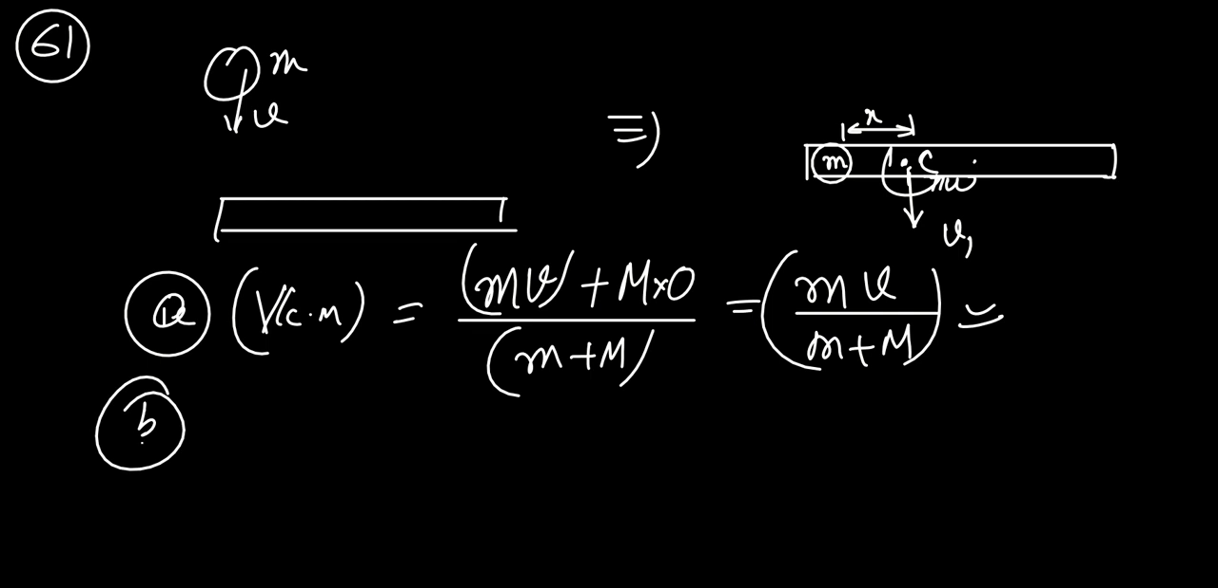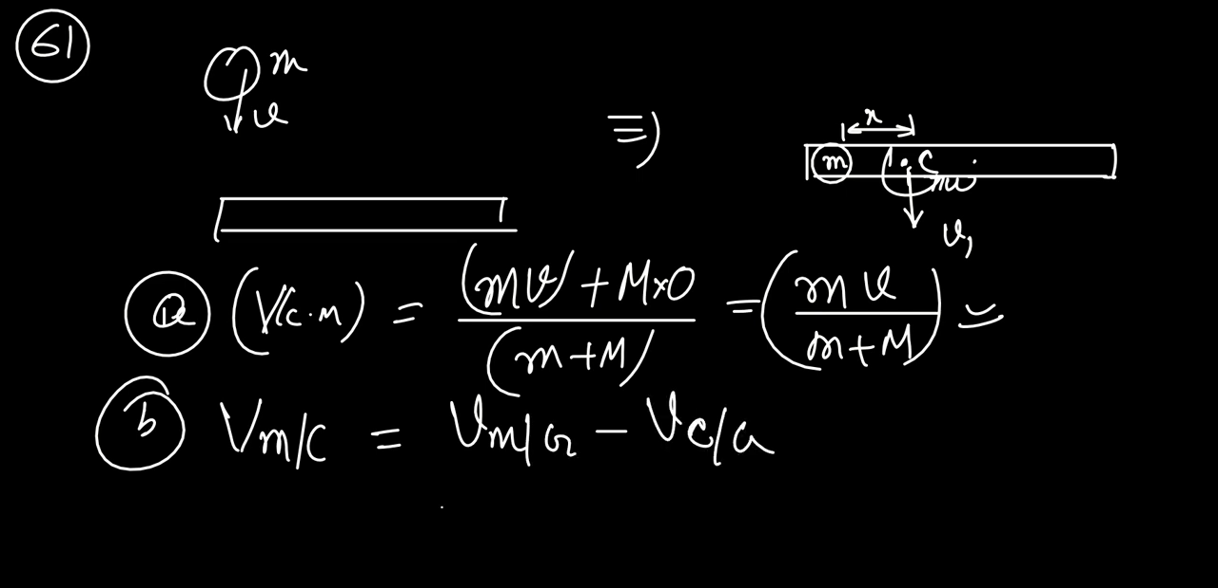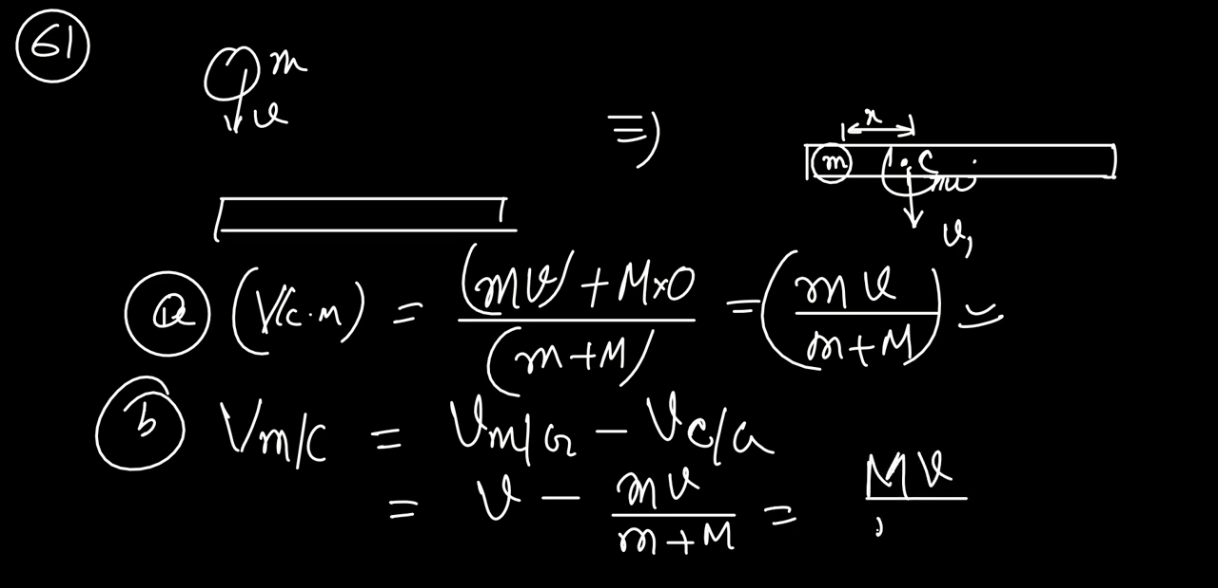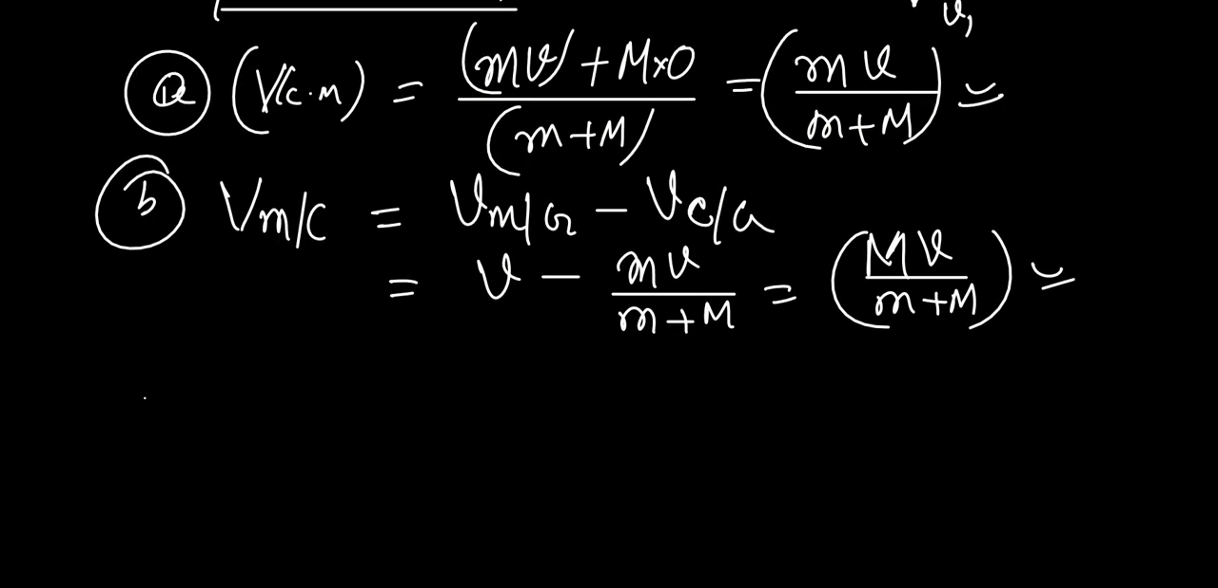Now let's go to part B. Find the velocity of particle with respect to center of mass before the collision. The velocity of small m with respect to center of mass is equal to the velocity of small m with respect to ground minus the velocity of center of mass with respect to ground. So the velocity of m is v, and the center of mass has mv upon m plus capital M. So we'll have capital M into v upon small m plus capital M. So this is the velocity of the small mass or particle with respect to center of mass.